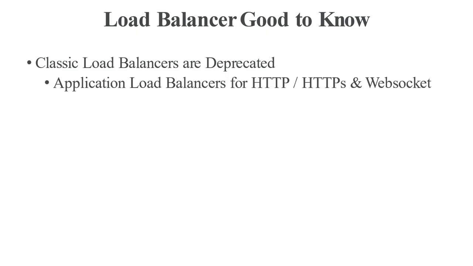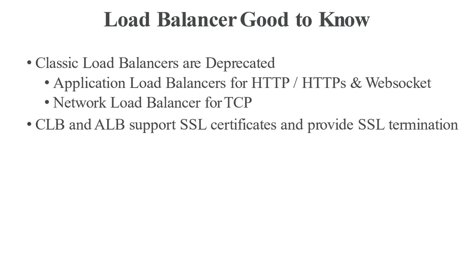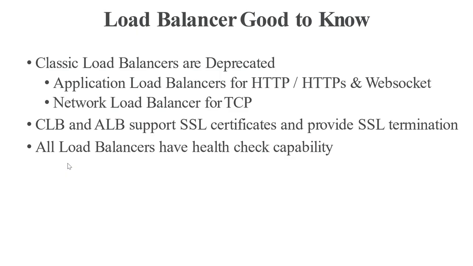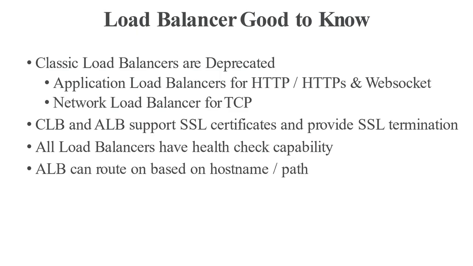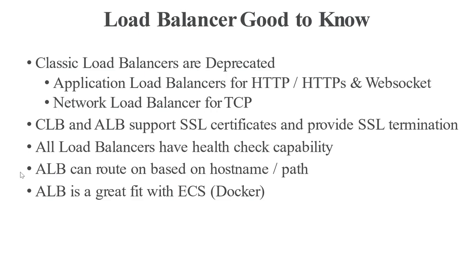Classic load balancers are deprecated, application load balancers are for HTTP, HTTPS and WebSocket, and network load balancers are for TCP. The CLB and ALB support SSL certificates, so both support SSL based communications. And all load balancers have health check capability. ALB can route based on host name or path, so we can define host name and path based routing rules. ALB is a great fit for Docker. That means if multiple ports are running on the same machine, with port and path based routing rules, then you can use the ALB.